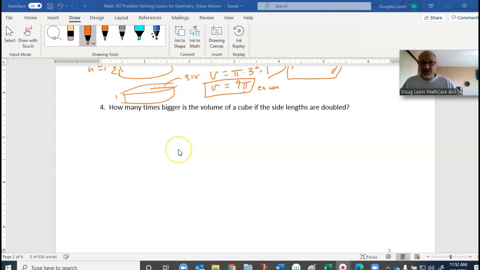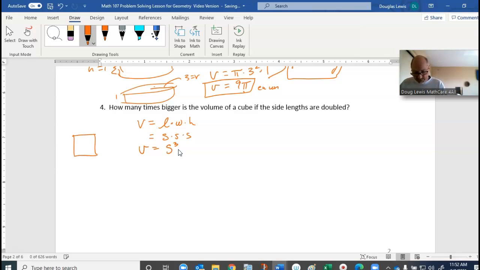So how many times bigger is the volume of a cube if the side lengths are doubled? First of all, a cube is a rectangular prism with length, width, and height the same. So we usually call those S, S, and S. In a cube, we often write it as volume is equal to the side length cubed. So it's S by S by S.